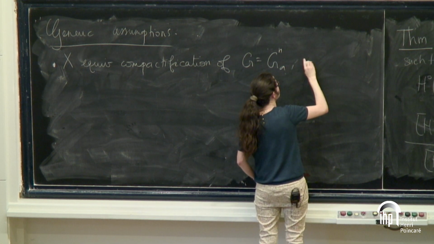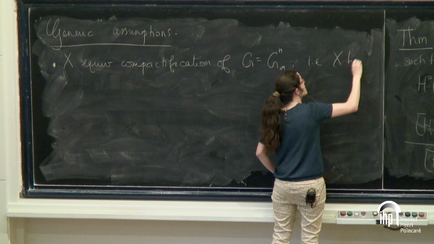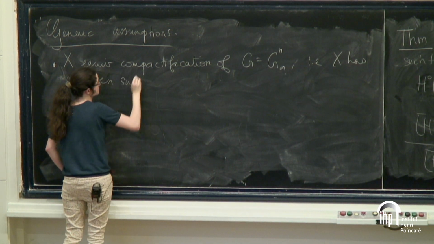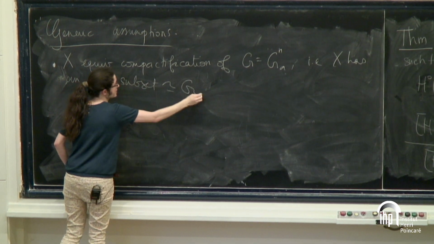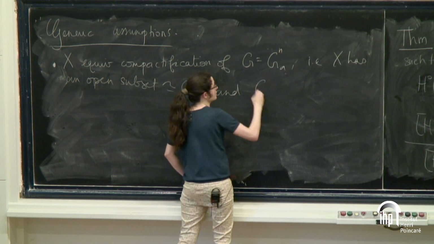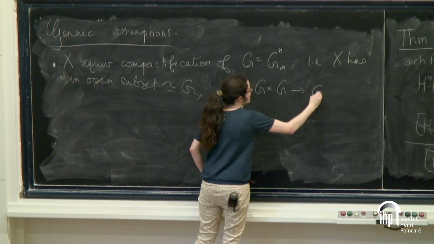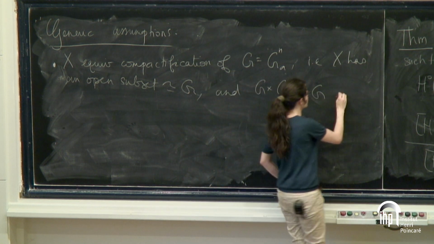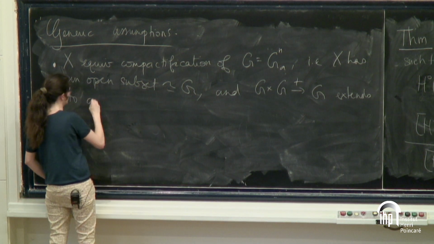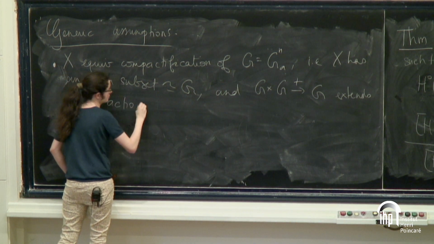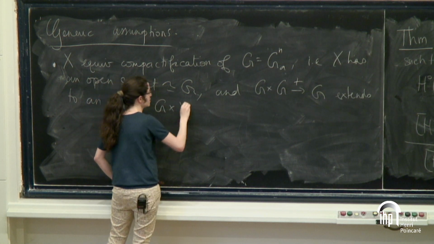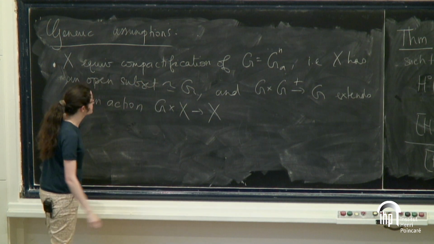That is, X has an open subset isomorphic to G. That's the compactification part, and the equivariant part is that the addition law on G extends to an action of G on X. So it's sort of the additive version of toric varieties.